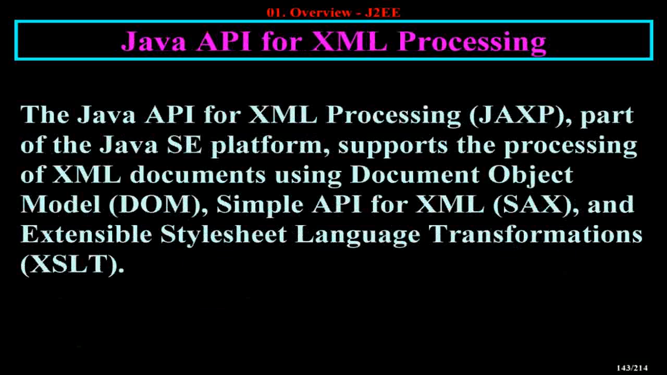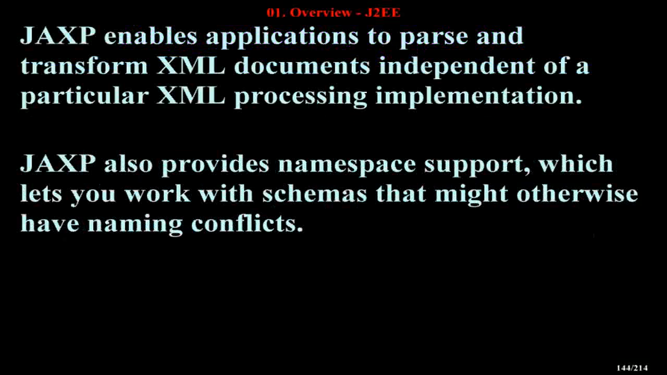Java API for XML Processing. The Java API for XML Processing JAXP, part of the Java SE platform, supports the processing of XML documents using Document Object Model DOM, Simple API for XML SAX, and Extensible Style Sheet Language Transformations XSLT. JAXP enables applications to parse and transform XML documents independent of a particular XML processing implementation. JAXP also provides namespace support, which lets you work with schemas that might otherwise have naming conflicts.